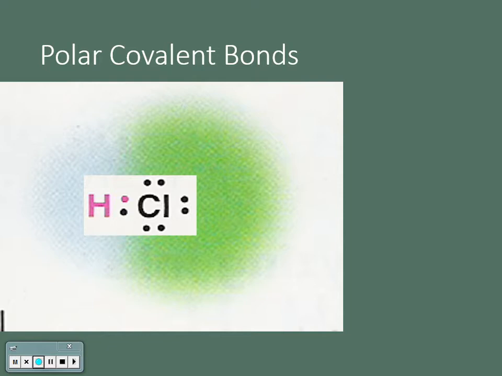These two electrons right in the middle, they are being shared between hydrogen and chlorine. But chlorine wants to attract them more than hydrogen does. So we end up with a situation where they are not sharing evenly, right?